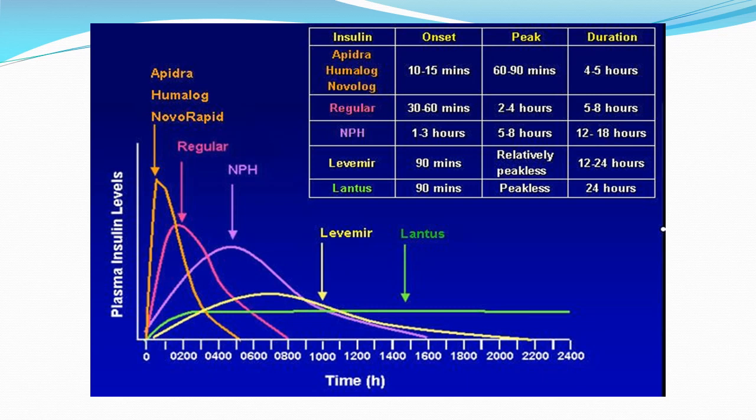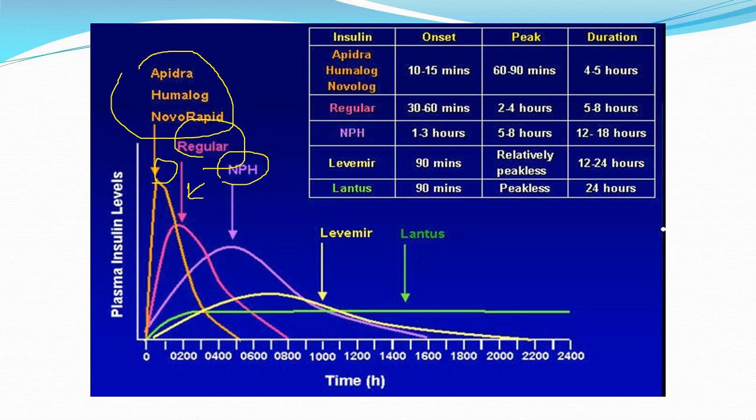The orange curve represents the rapidly acting preparations, and they are exemplified by Humalog and Humalog. And you don't need to remember the names, just understand the principle. This is the curve for the rapidly acting, and this is the curve for the short acting. The short acting curve here is represented by the pinkish color. And then we have the intermediate group, an example for it is the NPH.